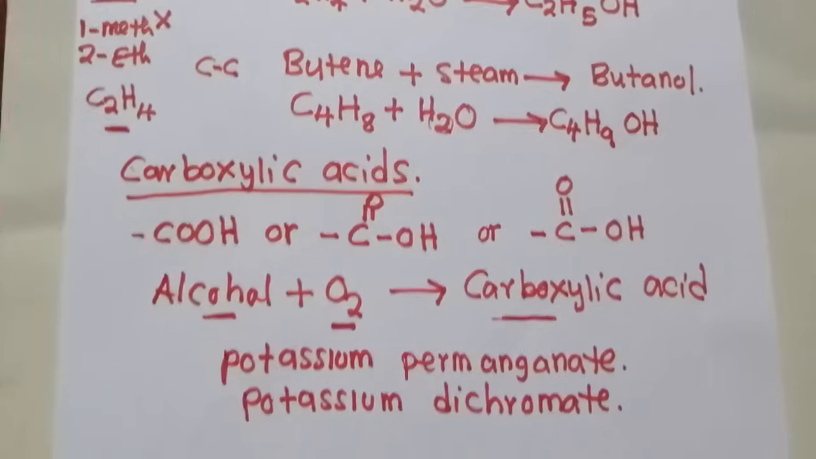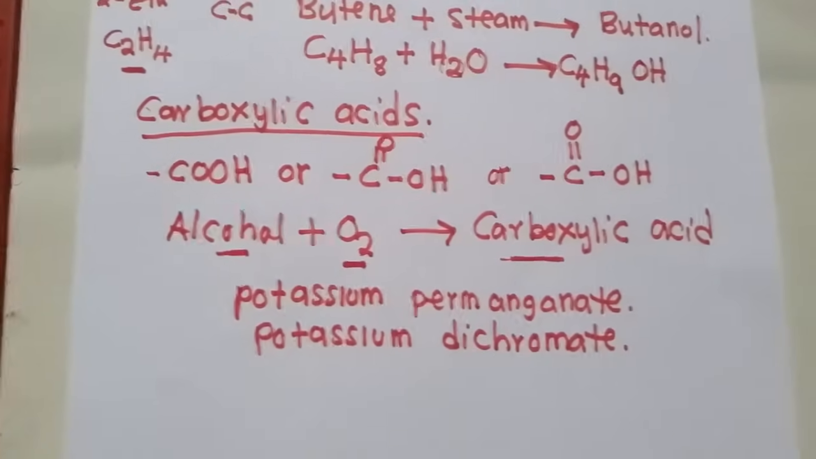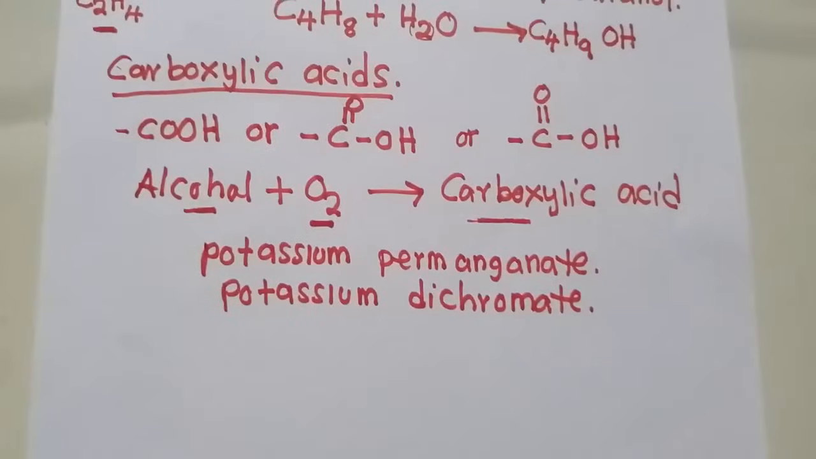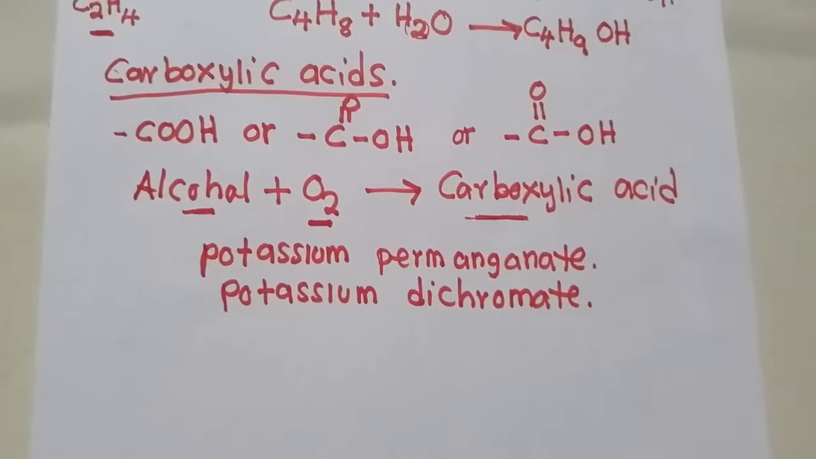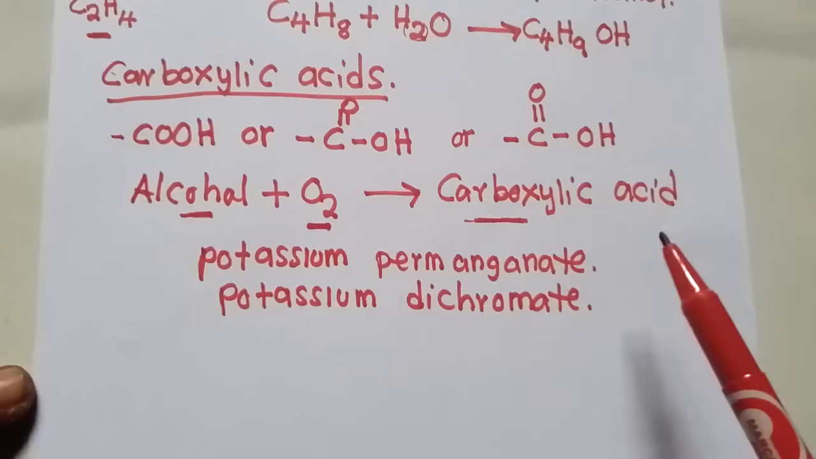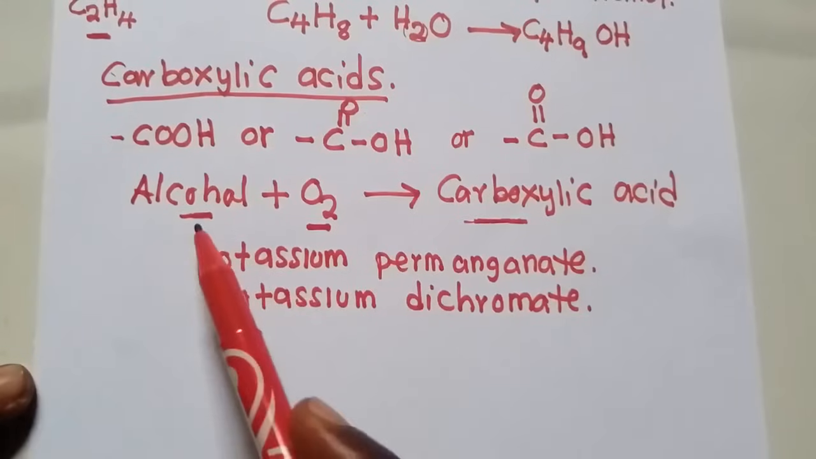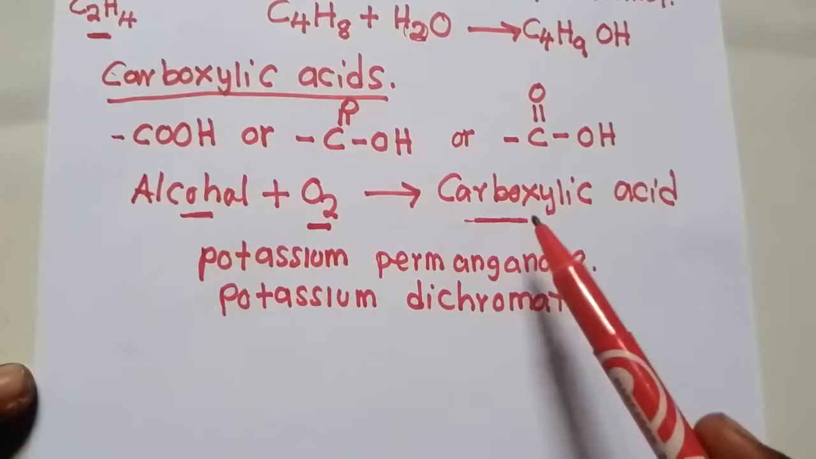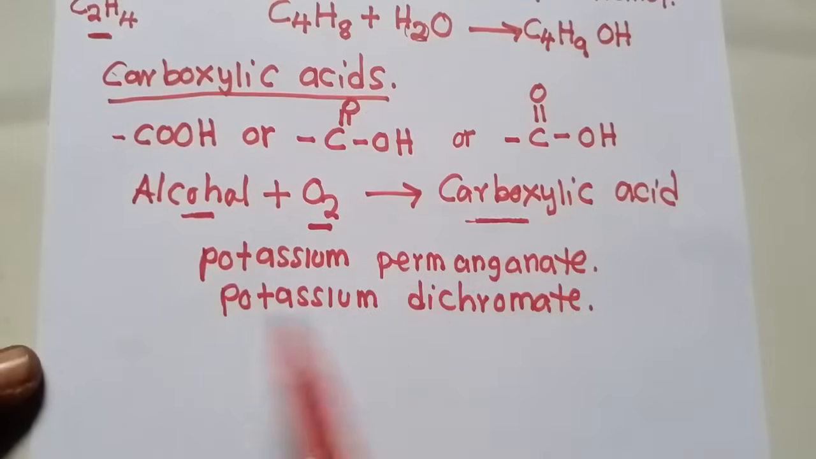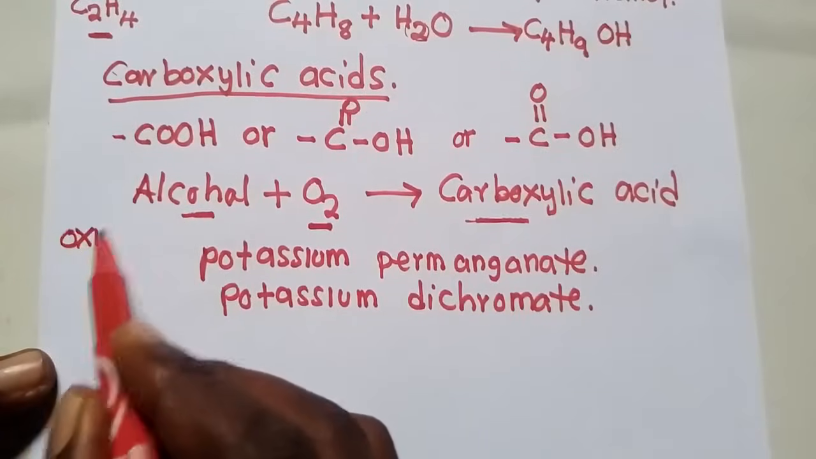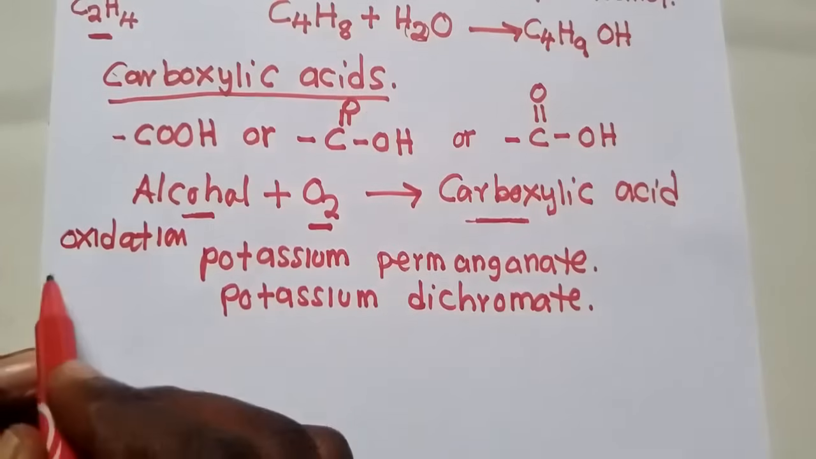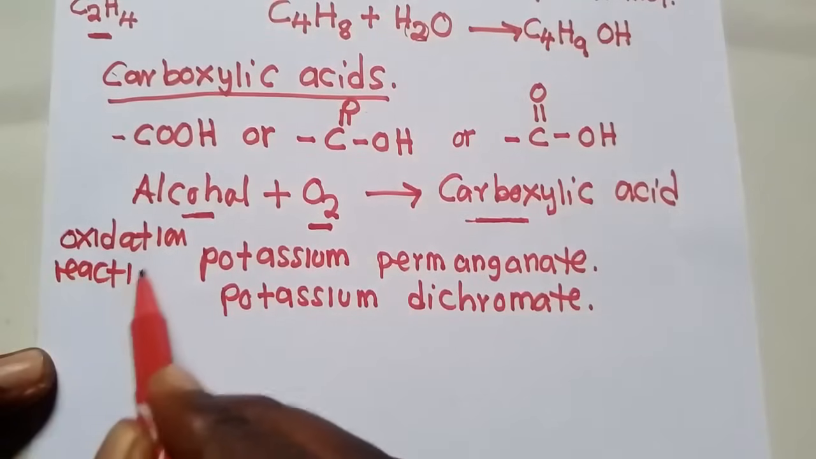We are going to talk about the properties of alcohols, and all those things. These are carboxylic acids. Like I've told you, the alcohol must react with oxygen to produce a carboxylic acid. This reaction is called an oxidation reaction.